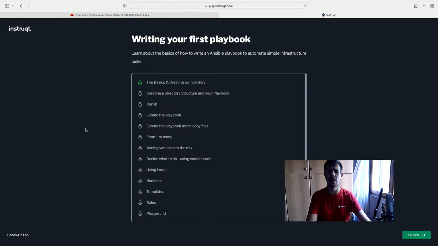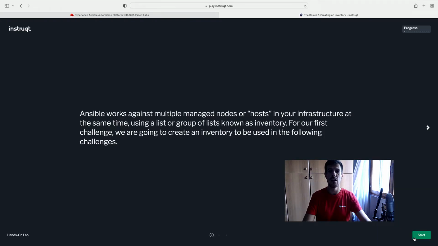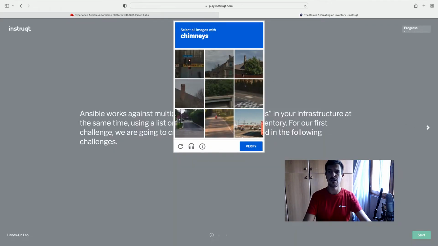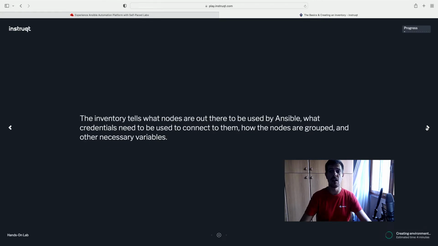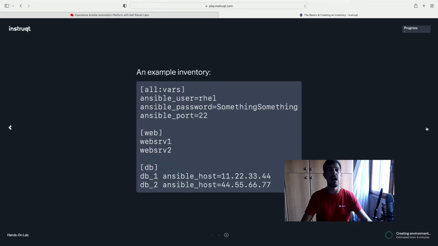So we have a list of the key objectives of the lesson, and we can move on. Here, as you can see, we have to verify that we are human. Okay, yes, we are human. Okay, cool. So there are some definitions. As you can see, there is a bullet list. Let's move on. The inventory tells what nodes are out there to be used by Ansible, of course. And this is an example of an inventory.